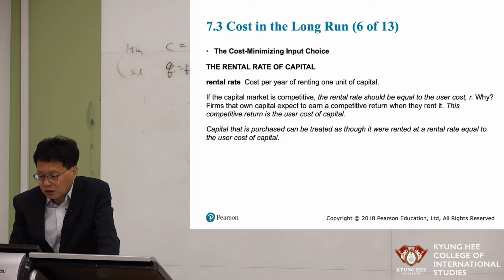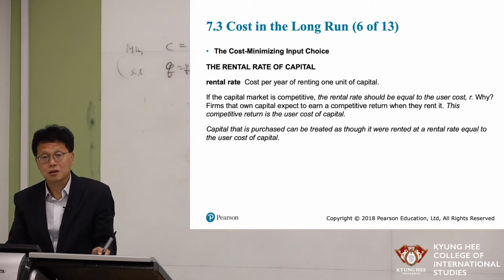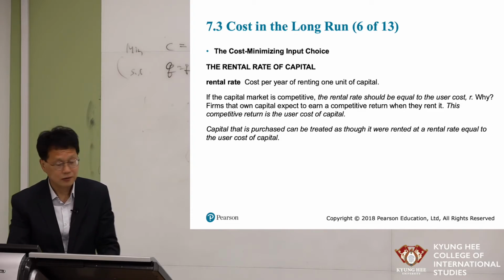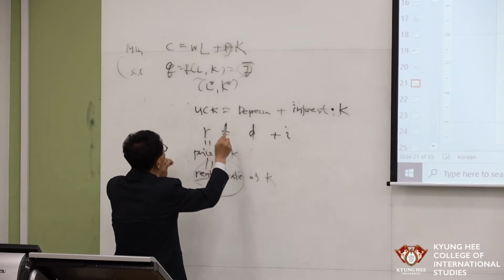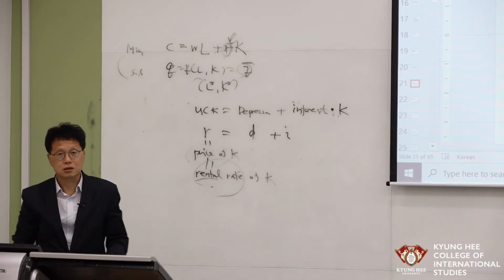Why? Firms that own capital expect to earn a competitive return when they rent it. This competitive return is the user cost of capital. Capital that is purchased can be treated as though it were rented at a rental rate equal to the user cost of capital. So the user cost of capital is equal to the rental rate of capital stock. Okay? And until now we explained what this R, the rental rate, is.